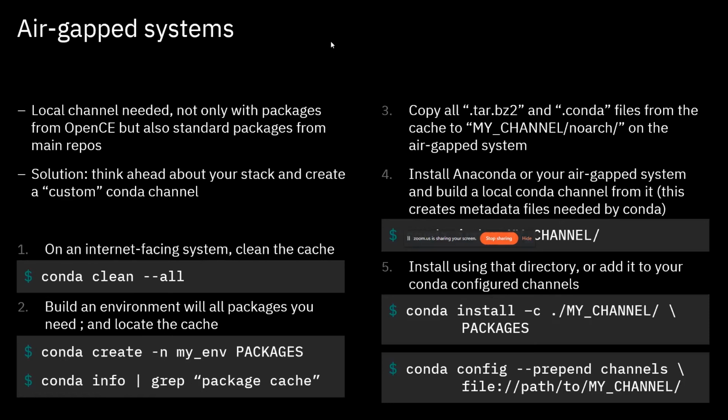That way you have all the archives in the cache directory, and then you export that cache directory to your air-gapped system, which is not connected to the internet. You have to run conda index on the directory, and that will create JSON files, which are conda metadata, to make it searchable as a conda channel, and then use it locally on your air-gapped system. So that's pretty much the flow.